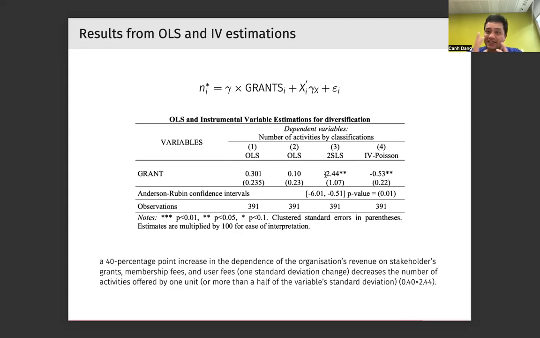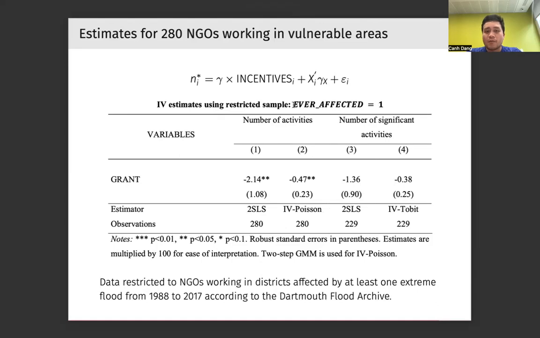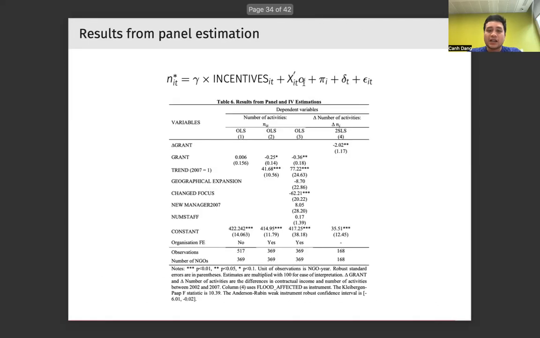This 40 percentage point increase is about one standard deviation change in their reliance on contractual income. This one standard deviation increase in the reliance on contractual income would be associated with about one additional activity offered by the NGOs. So one activity is about a half of the variable's standard deviation. Okay, so we believe that this increase is pretty meaningful and economically large. We have the same results for a bunch of robustness checks, and even if we use within-NGO variation.